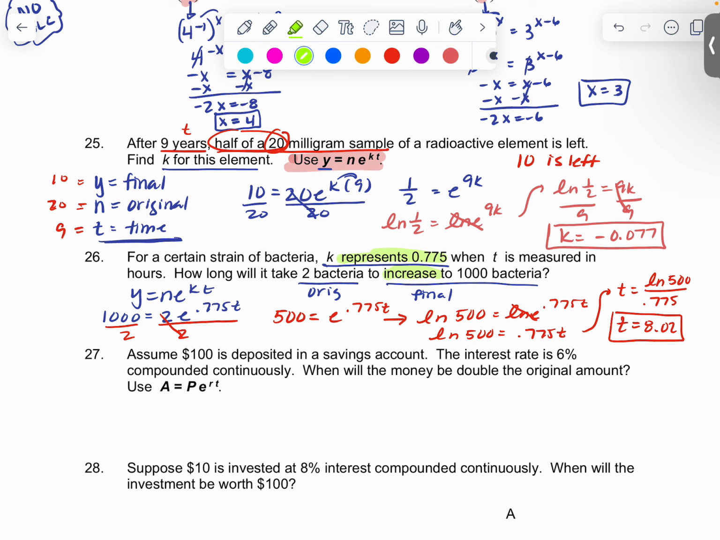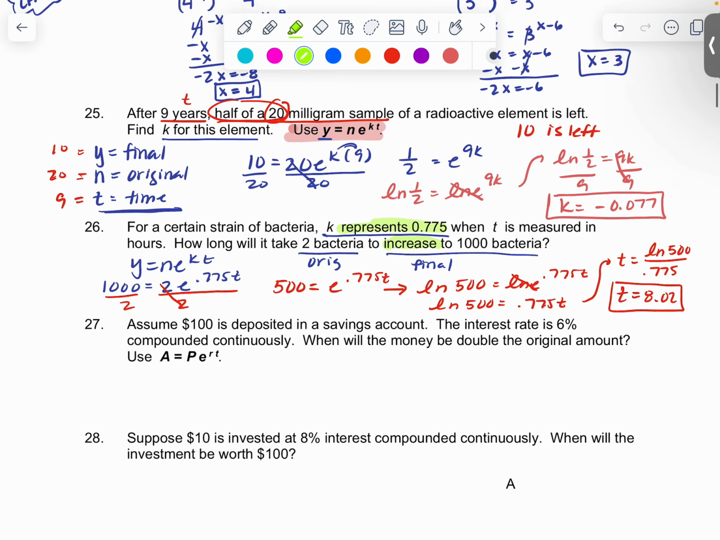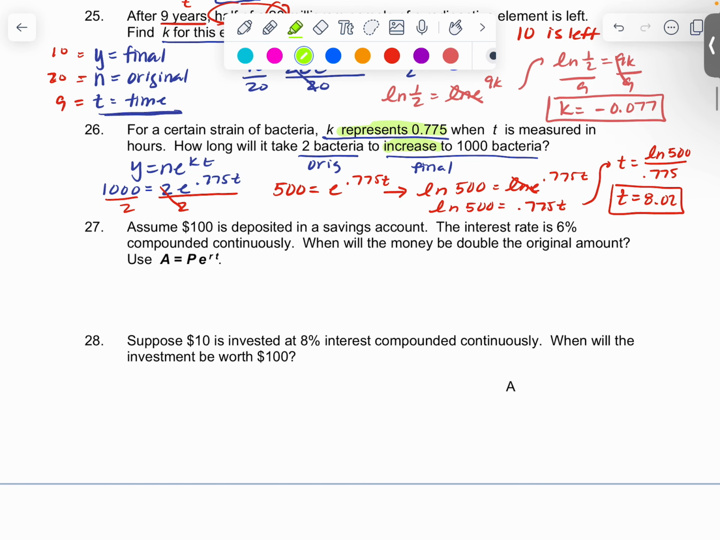The answer is time equals 8.02. Okay, now number 27, it looks like a different formula, but it's pretty much the same.